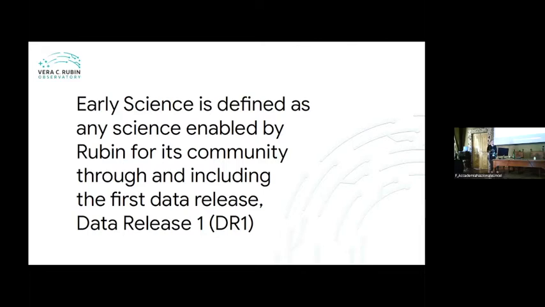It is defined as any science enabled by Rubin for its community through and including the first data release, and that's data release 1. So for those of you who are part of the DP0 program, that falls under early science. Data release 1 itself, which is based on only the first 6 months of data and released 1 year after the start of operations, is considered an early data release. And so it's also part of the early science program. We'll have a look in a minute at all the different components of early science. But this is the statement of what is early science.